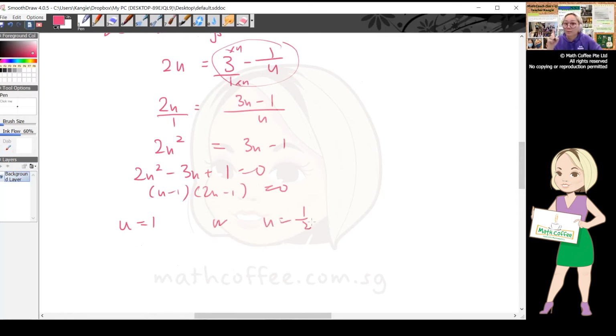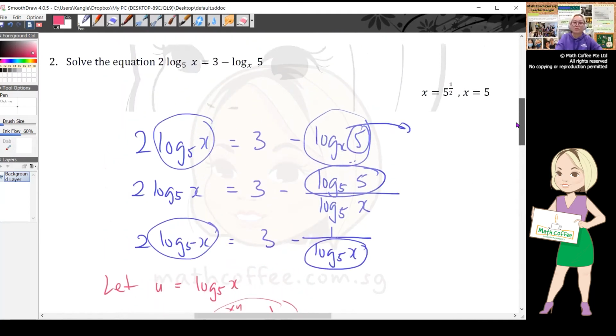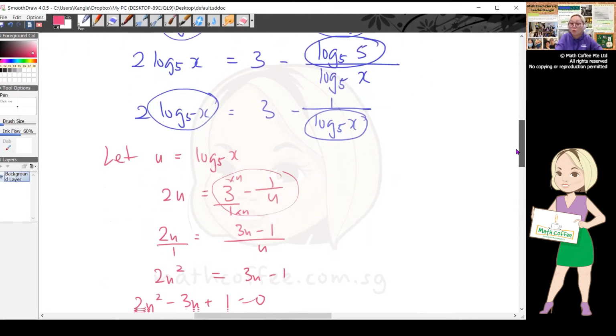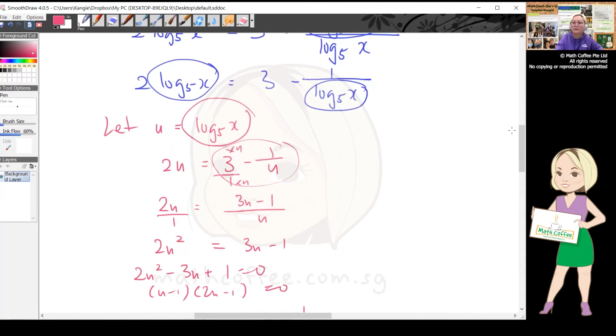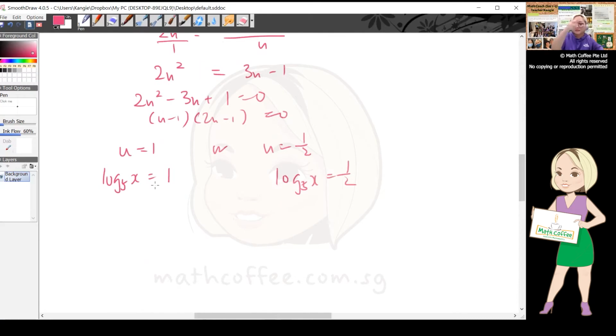Okay. Please be careful. A lot of students solve the equation and happily stop here. But you need to remember that you are trying to solve x, not trying to solve u. You are just temporarily solving your u. So please bring back this one. So it's supposed to be log_5 x equals 1, and then log_5 x equals half. To solve this, it's the same as I mentioned just now, change it to index form.